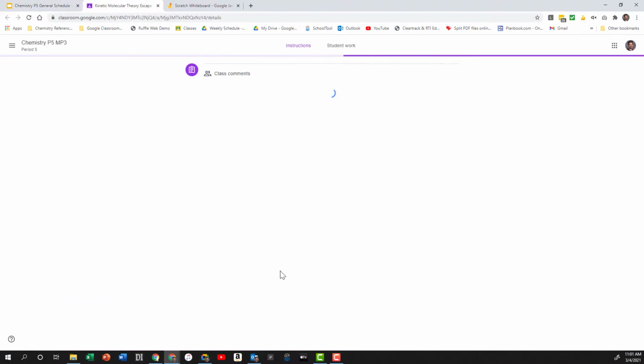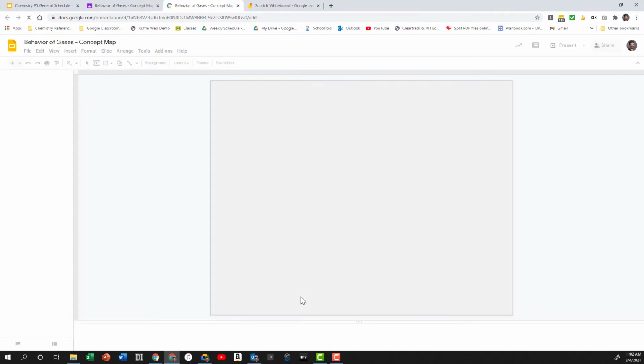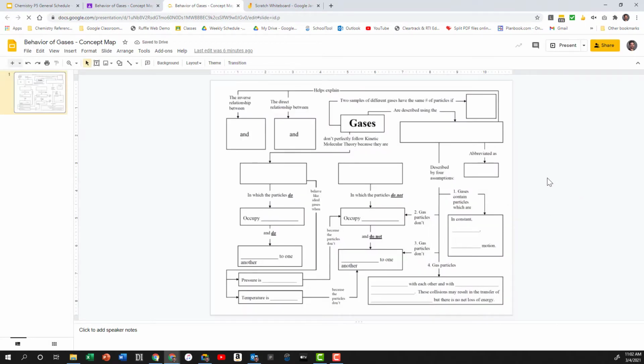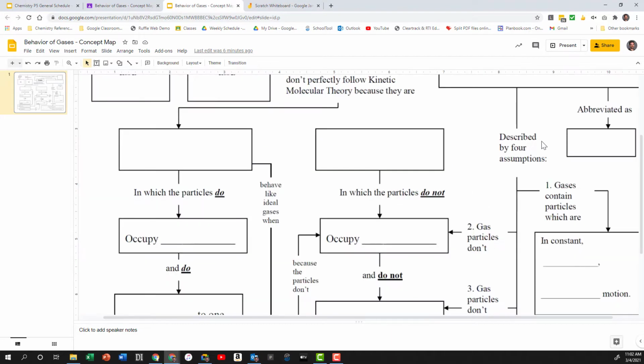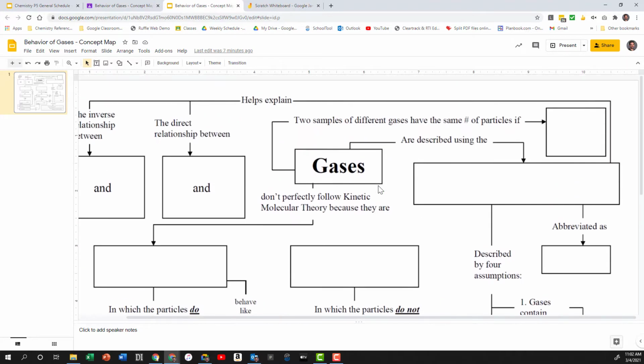And to explain why it works the way it works, we're going to do this assignment. The behavior of gases concept map, this is what I want you to open. And we are going to discuss the theory behind gases. I'm going to zoom in on one part. So the way we use this is we look at one of the boxes and then read the word, so gases, and then go along the line and then go to the words that are on the line.